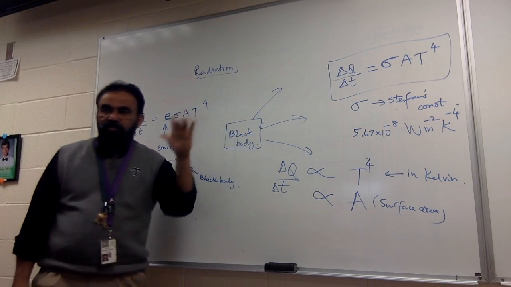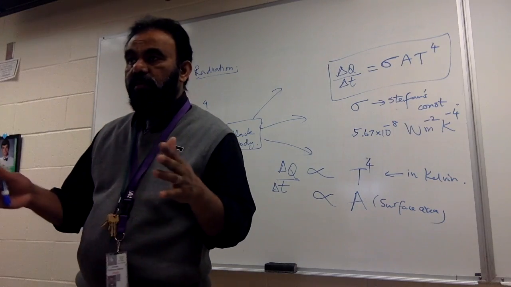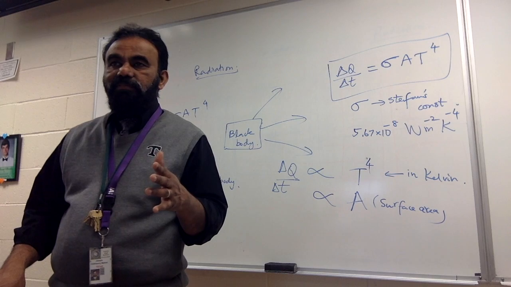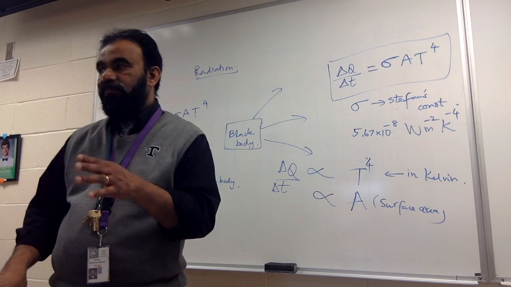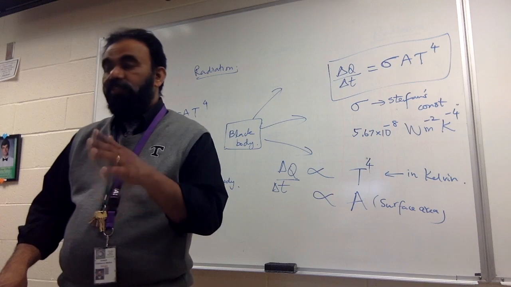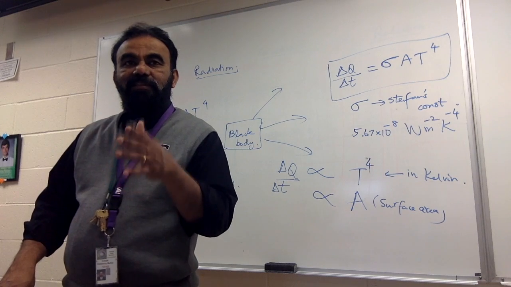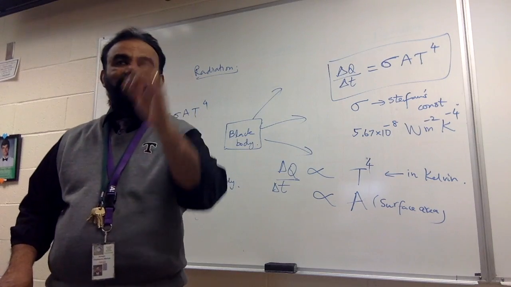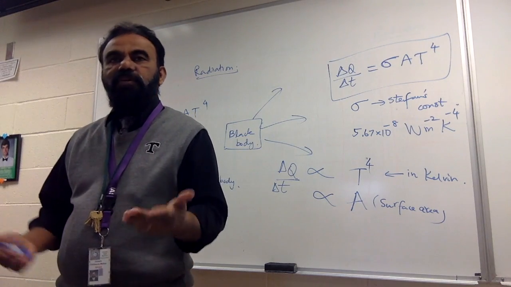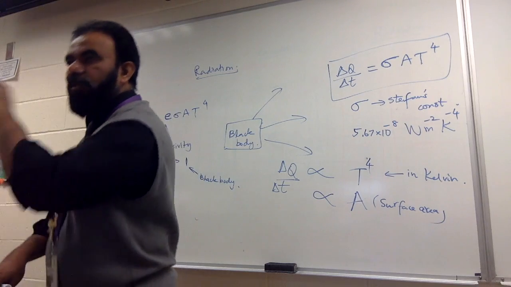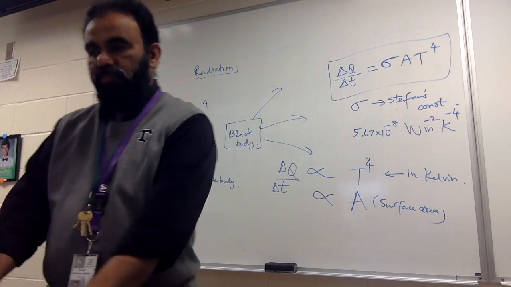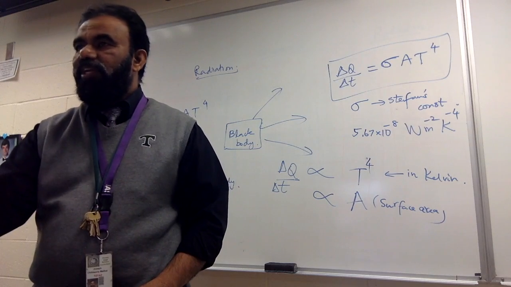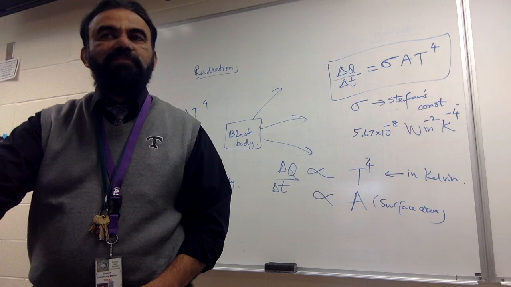Now, have you seen the radiators in the car? What color is it? It is black. Black is a better emitter. White is a poor emitter. In terms of colors, black is a good emitter. So if both the books are at the same temperature, this will emit more heat radiation than this. You understand?